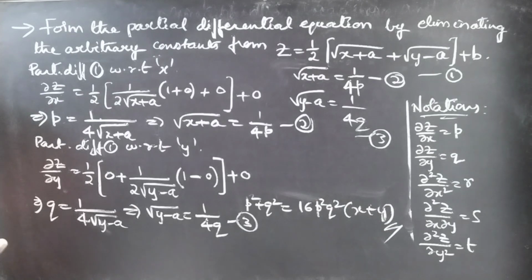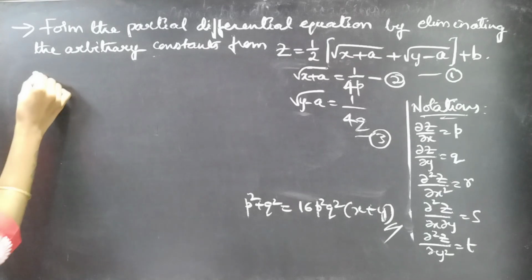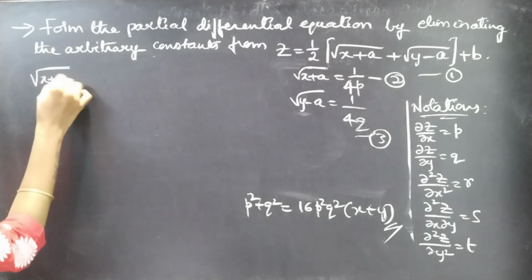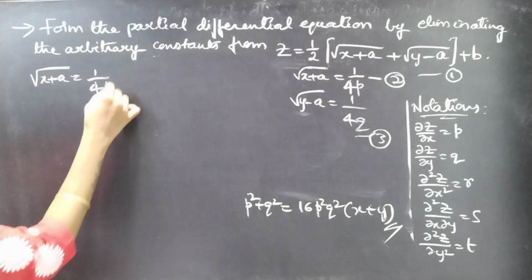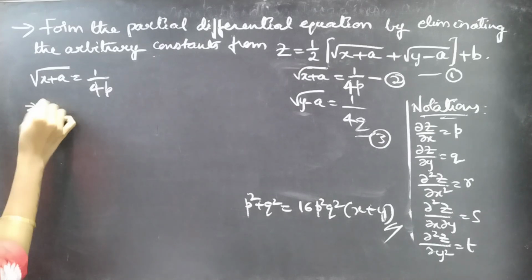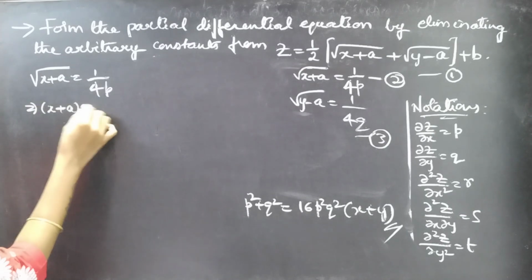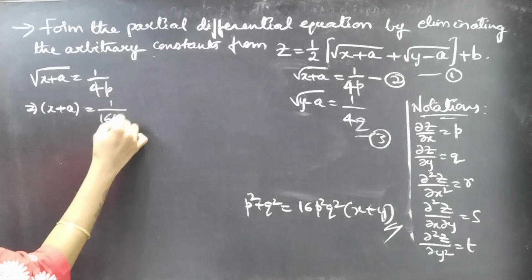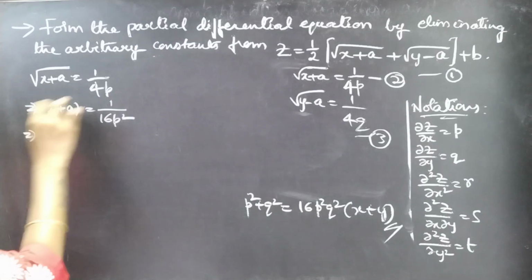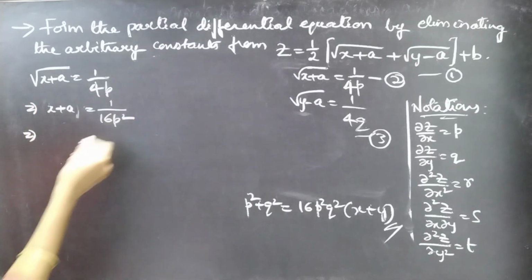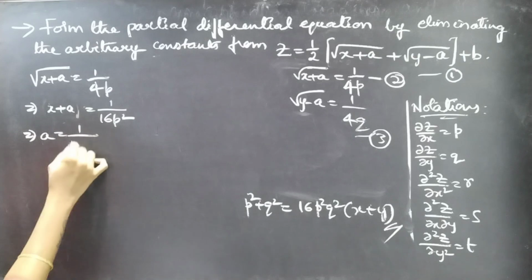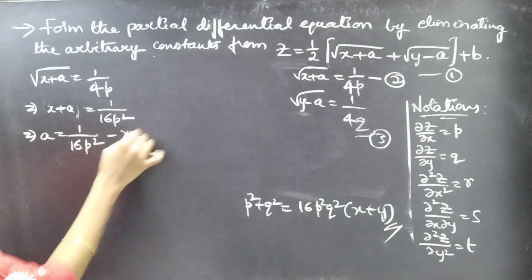Now by observing 1, 2 and 3, simply by substituting 2 and 3, the arbitrary constants won't get eliminated. So we'll just pick a from 2 and 3. We'll find the value of a from 2 and also from 3. From 2 you have, by squaring on both sides, x plus a equal to 1 by 16 p square. Now take this x to RHS, you'll get a equal to 1 by 16 p square minus x.